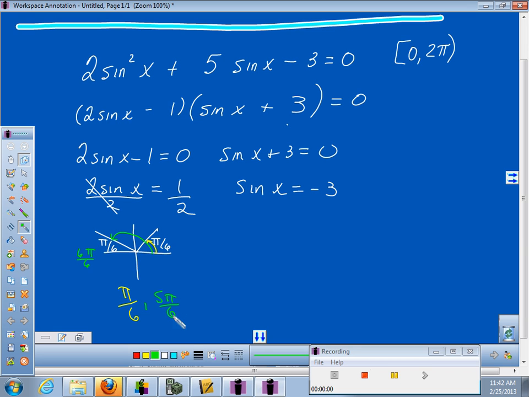Are you done? No. No. You have to go do the other one. Sine has to equal negative 3.